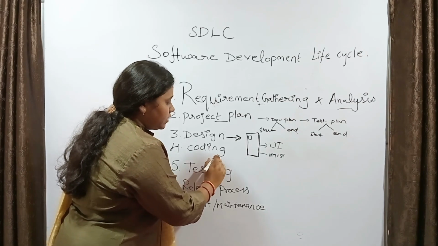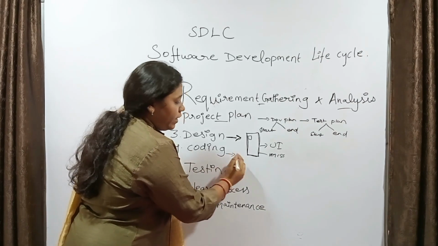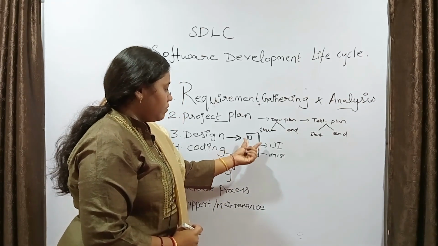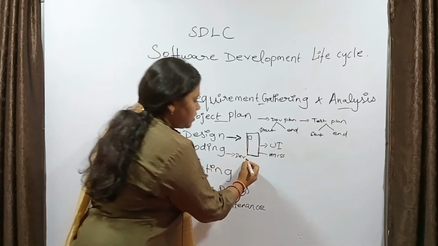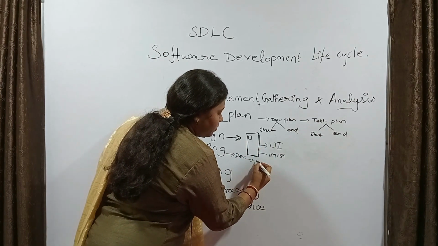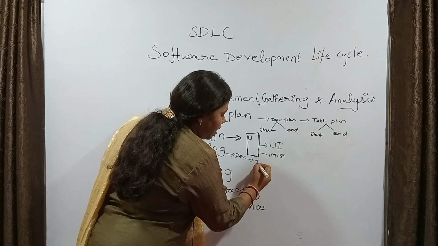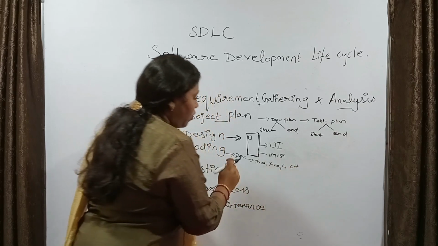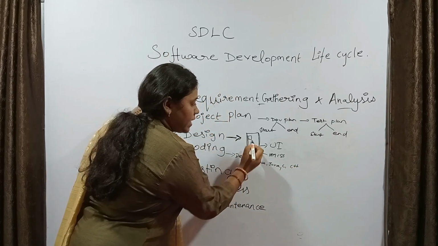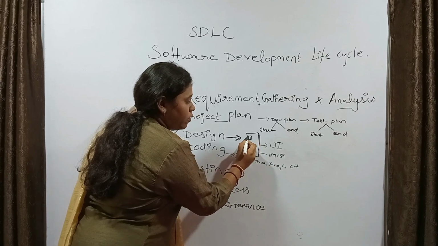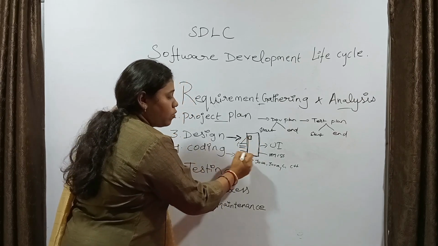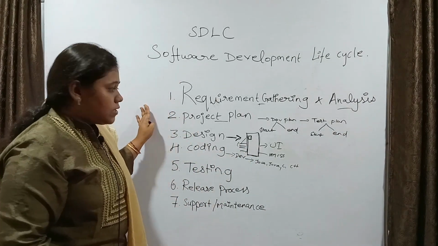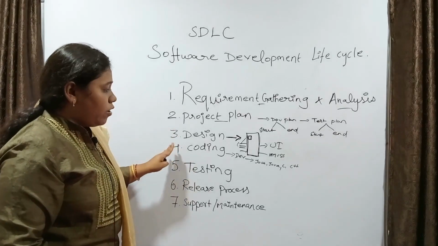In this coding stage, the developers are involved. Developers do the coding using a programming language like Java, JavaScript, or C, C++. Any programming language they take. For this button, how this button has to work, behind this button they will write some set of code. So now requirement gathering is done, project planning is done, and then design and coding.